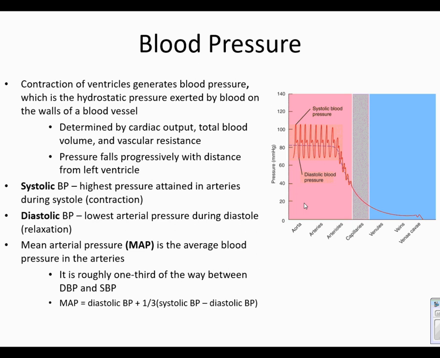Now in math, what are you calculating when you calculate mean? That gives you their average, right? So let's use 120/80. Okay, 120 plus 80 is 200. There's 2, so you divide it by 2. Gives you an average of 100, right? You would think that the mean arterial pressure of 120/80 would be 100, but it's not. It's about a third between DBP and SBP, because we actually spend 2/3 of our heart cycle relaxed.